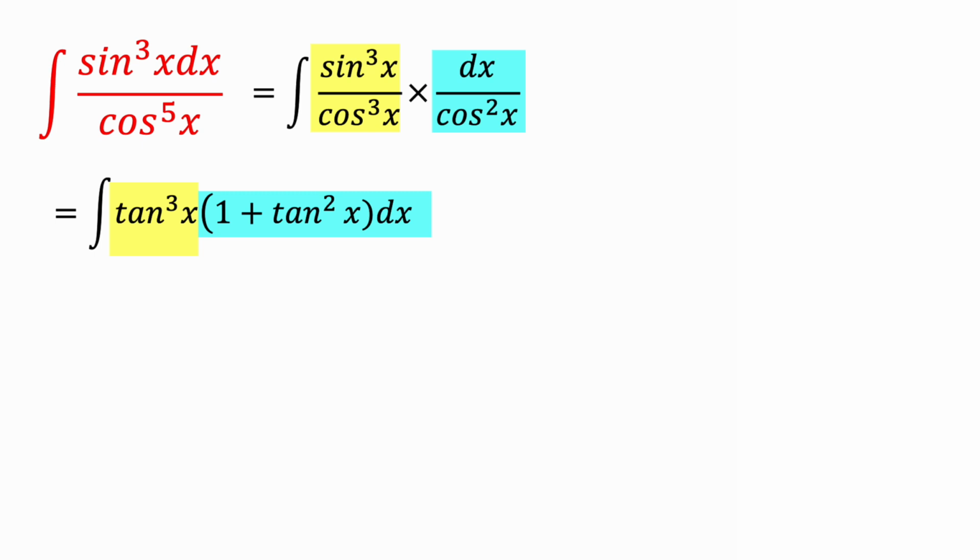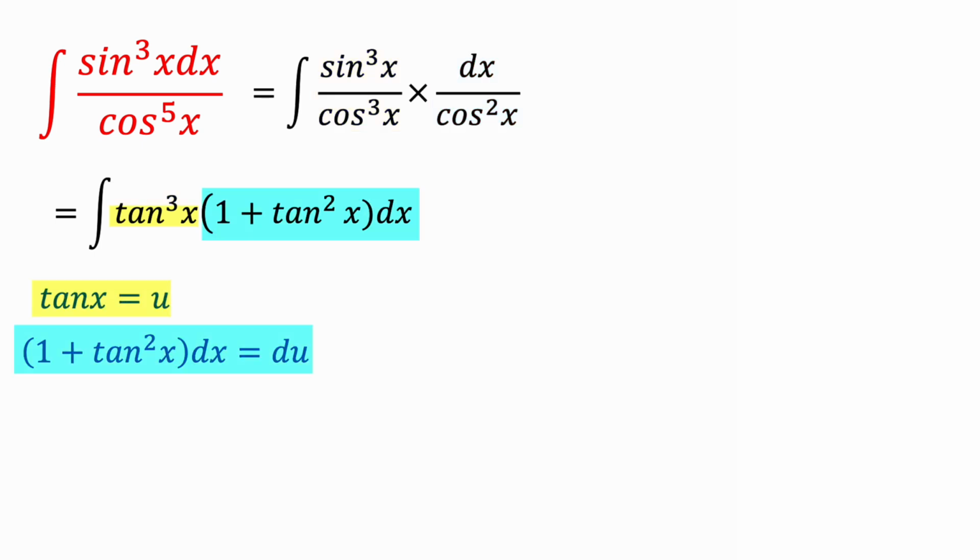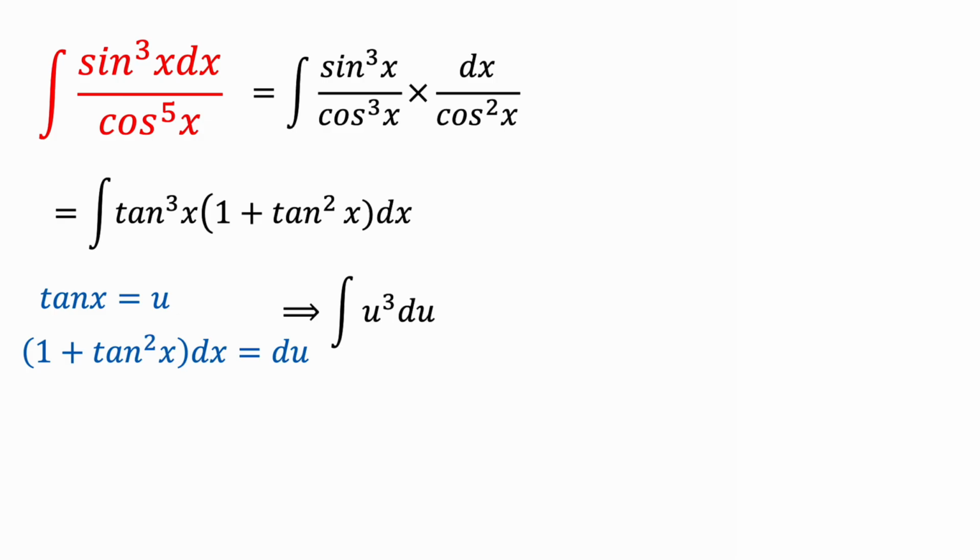If I take tangent as u, what is its derivative? It is 1 plus tangent squared. That matches the differential. Now I perform the substitution. It becomes the integral of u cubed du. That is very easy. It becomes u to the 4th over 4. Absolutely well done. Let's move on to the next example now.